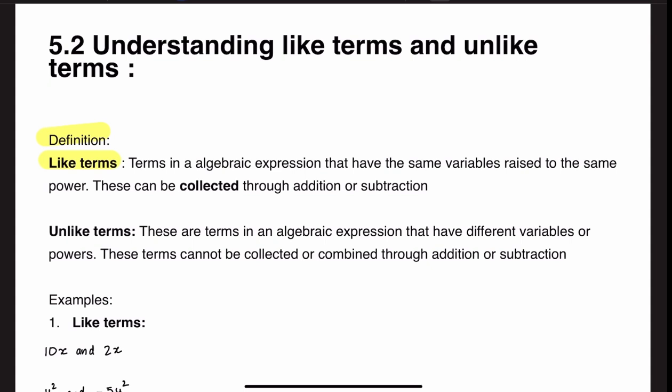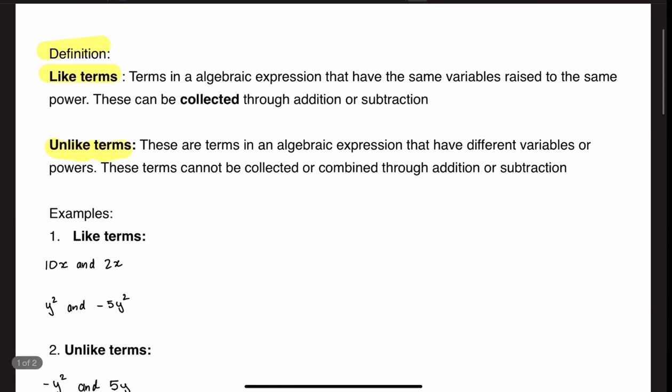Unlike terms are the terms in algebraic expressions that have different variables or powers. So these terms cannot be collected or combined through addition or subtraction. So let me show you guys what I mean.